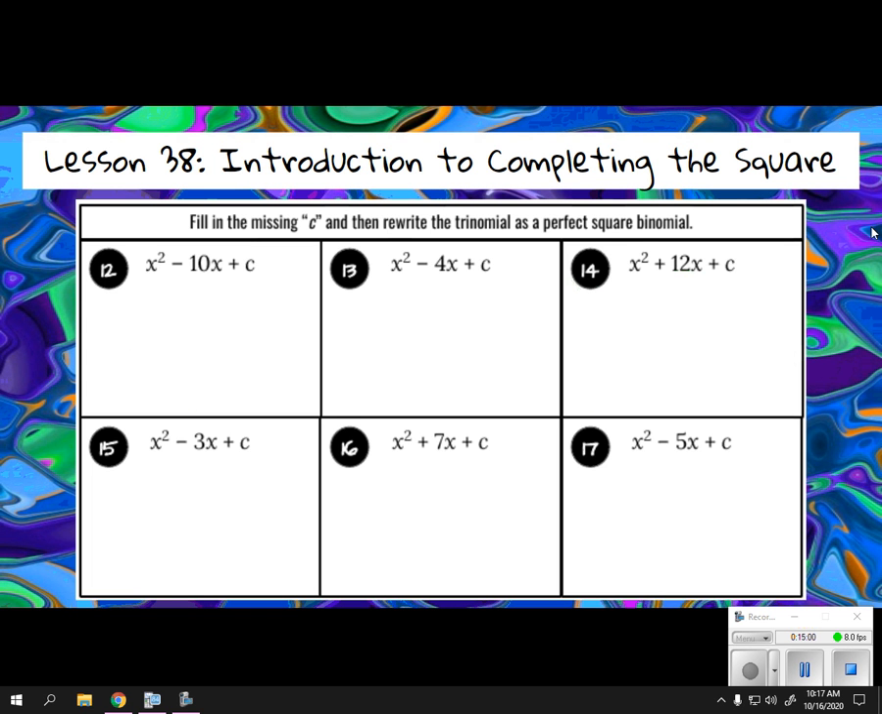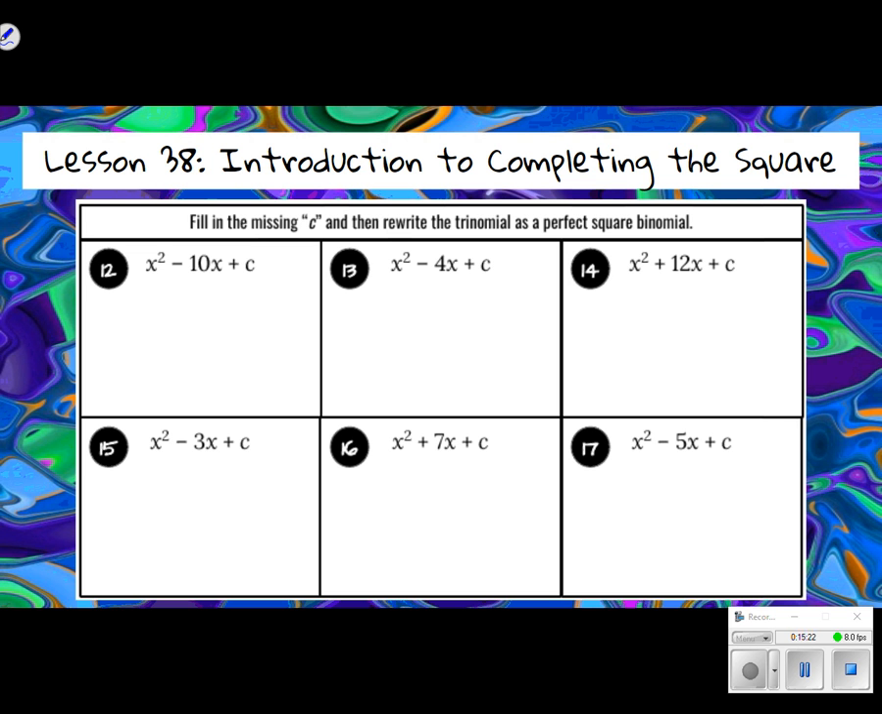So we're going to fill in the missing c, and then we're going to rewrite the trinomial as a perfect square binomial. So you need to do both parts in the homework. I need you to label c equals and give me that number, and then I need you to rewrite it as some sort of parentheses squared. What's going on in the parentheses depends on what's going on in the problem.